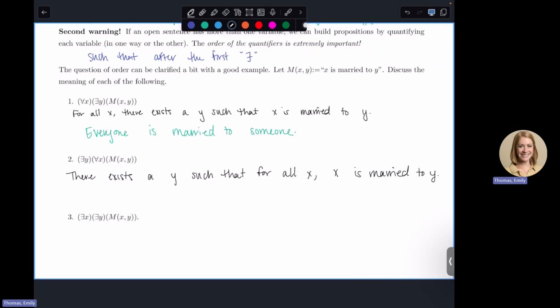So the order of those quantifiers matters. This is the point, right? This says that there is someone who is married to everyone. Look at the face I drew in my own notes. This is the face of alarm. Oh, okay.